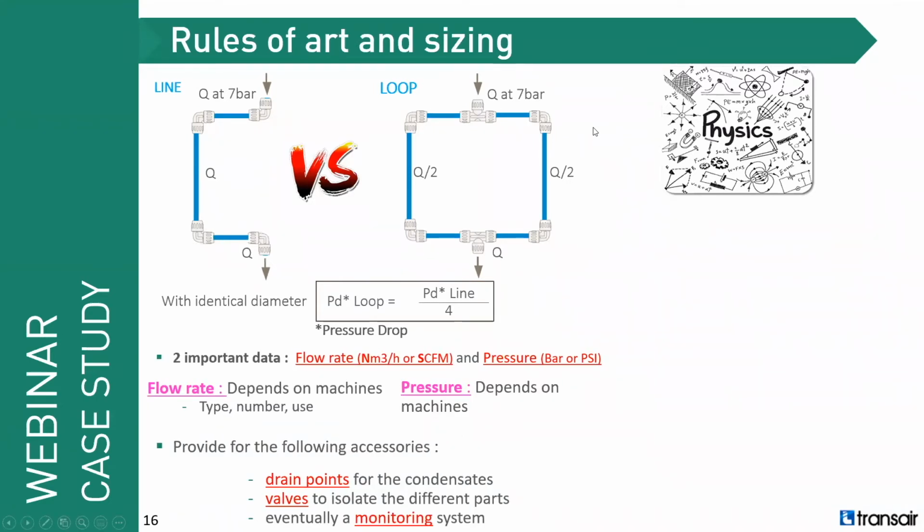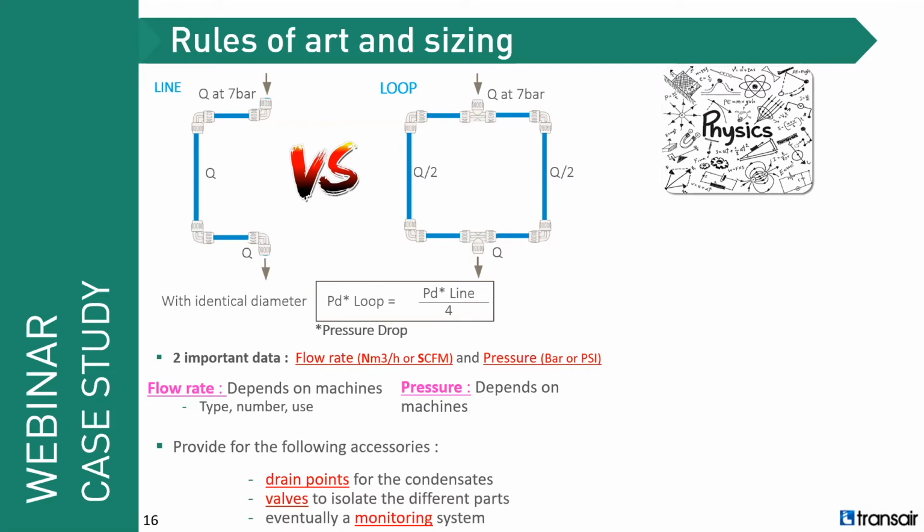A couple more things to know about compressed air. So the two most important data are first the flow rate. In Europe, it's expressed in normal cubic meter per hour, and in North America, it's usually SCFM. So flow rate depends on the machines you're using.